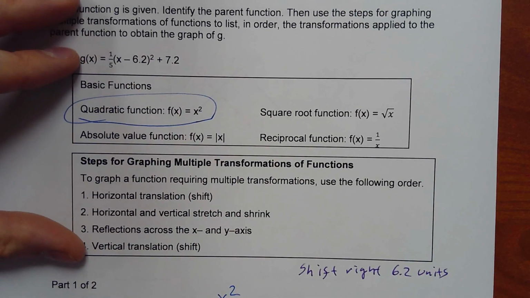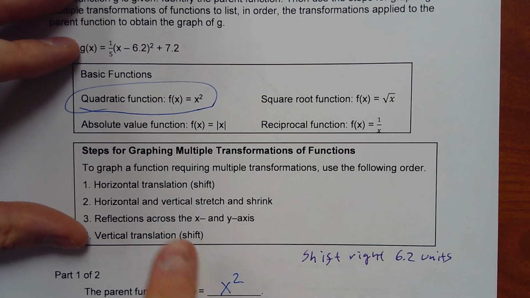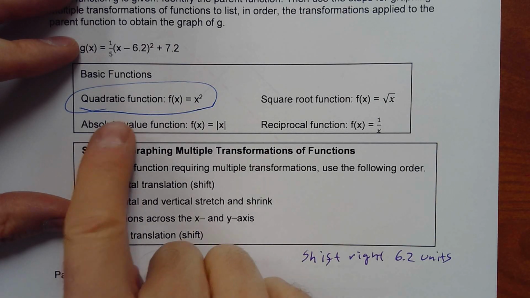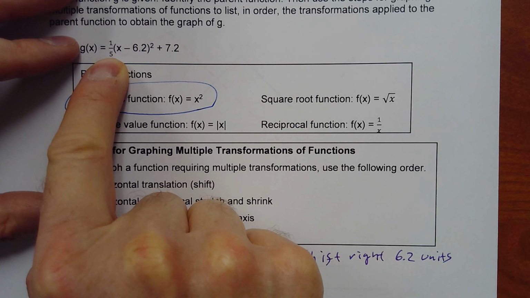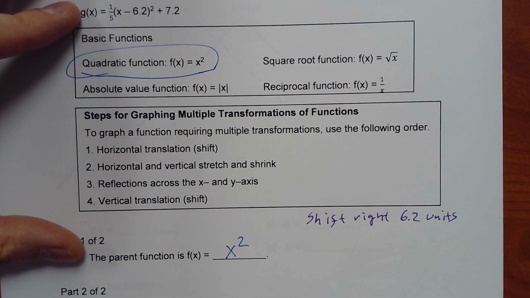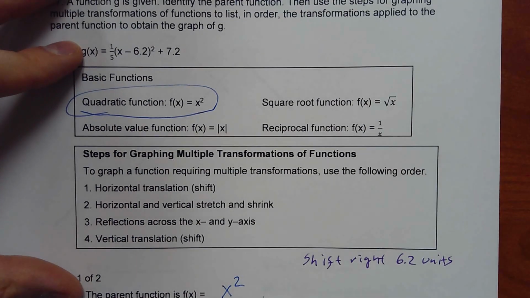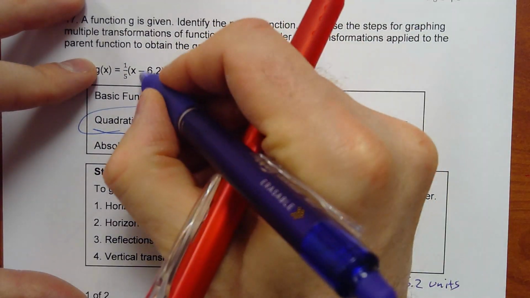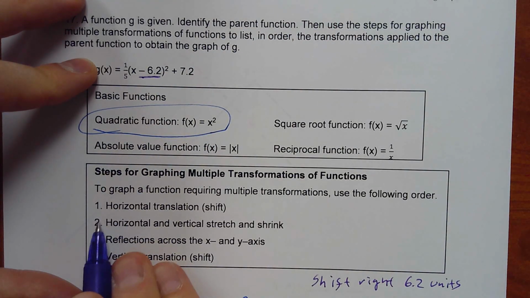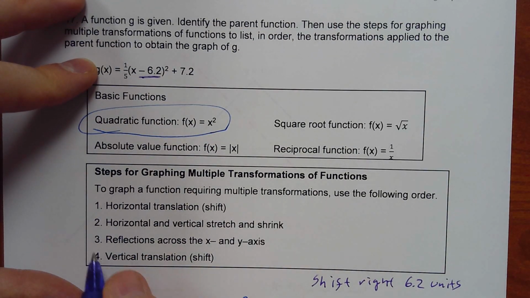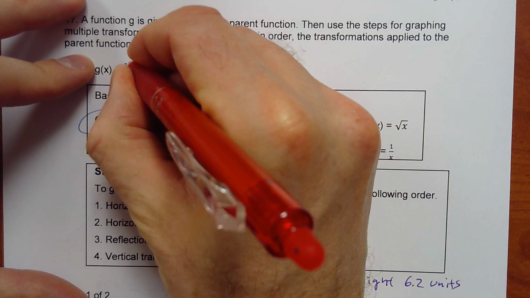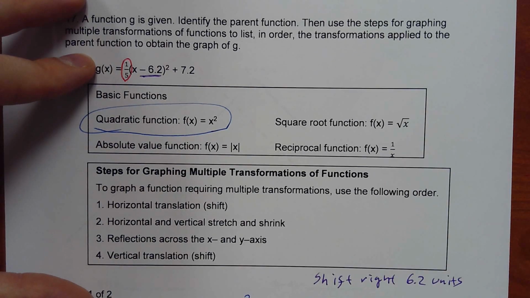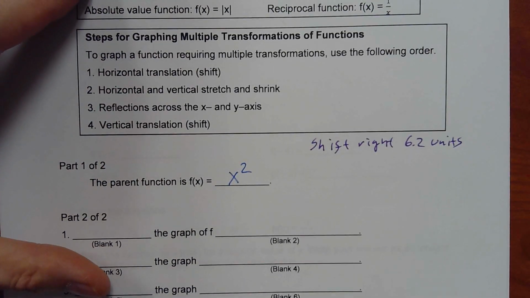All right, and then next we want to look for a horizontal or vertical stretch. Well, this is shrunk vertically by 1/5. So we first did this one because that's our first step. Now I'm taking care of the horizontal stretch and shrink, or vertical stretch and shrink. In this case, it's a vertical stretch or shrink.